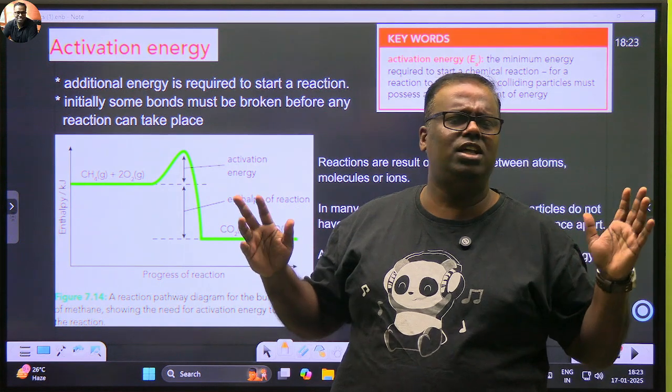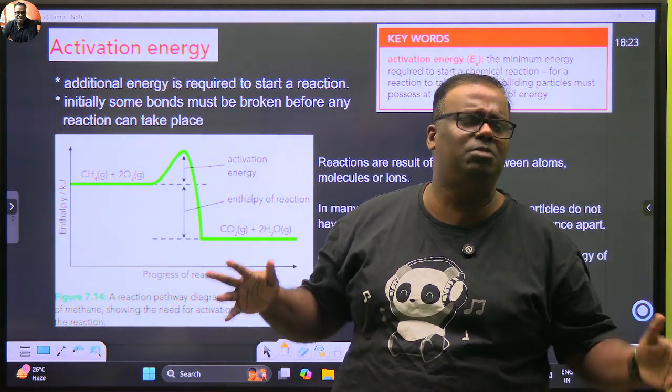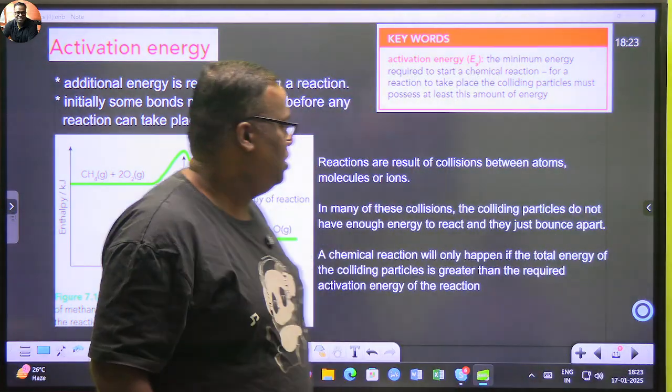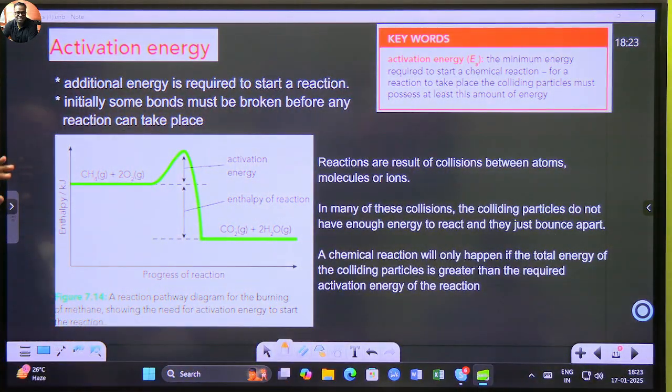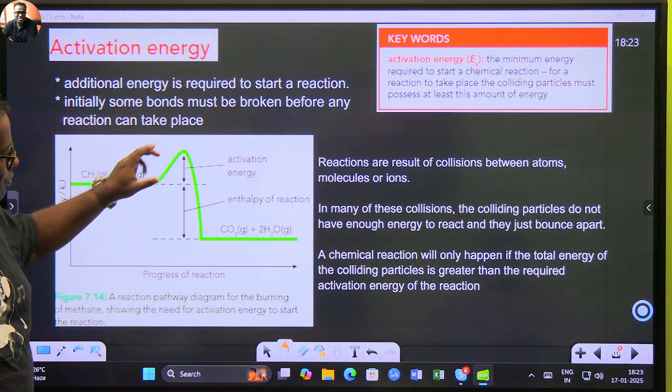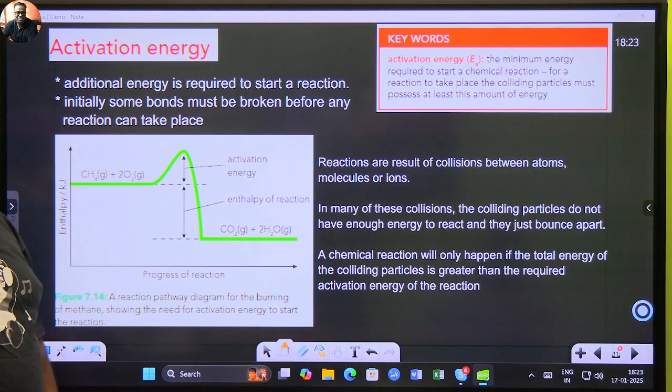If we did this in some Arctic Circle where it is very cold, perhaps it would not happen. Got it? That's about activation energy. And we say activation energy, so if you see, this is the excess of energy that is required. And finally, this energy is also accounted.